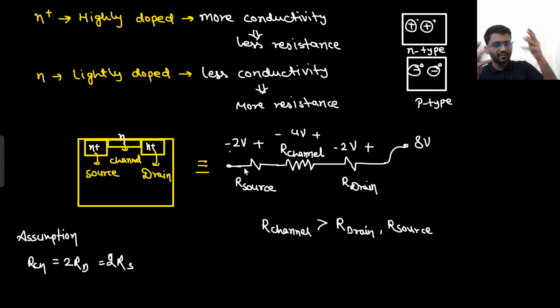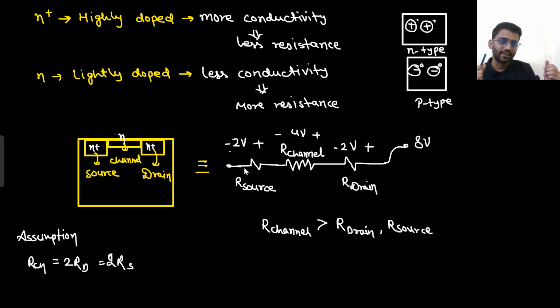More resistance, more voltage. If it has more resistance, it will take up more voltage, and in practice the R channel will be more than double. So the point here is that if I apply some voltage here, let's assume I am applying 10 volt here, most of the potential will come across the channel itself.